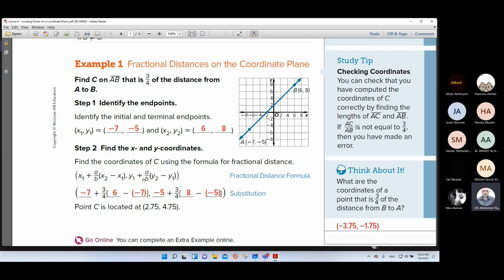Plus, what is A over B? 3 over 4. And what is y2? 8. So write 8. What is y1? Negative 5. Then you can solve the operations here and here. Then you get that point C is located at 2.75 and 4.75.